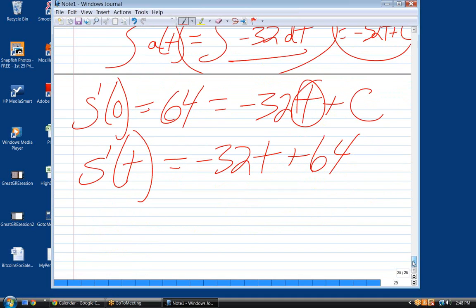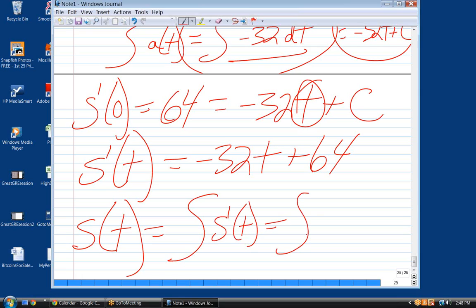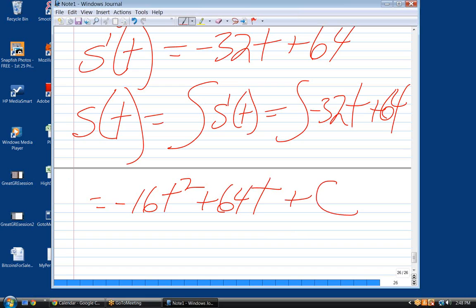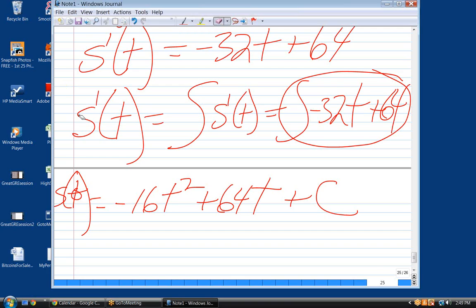Right. So, in other words, I can work backwards. And then I know that my position function is equal to the integral of my velocity function. So my position function is minus 16t squared plus 64t plus c. In other words, I took a straight integral of my velocity function, and we went back to position.